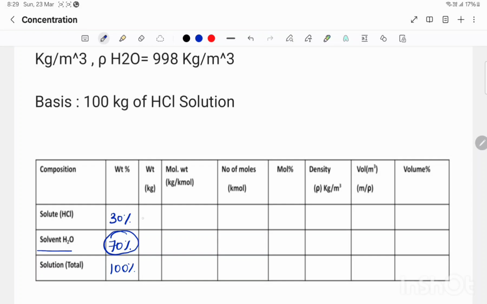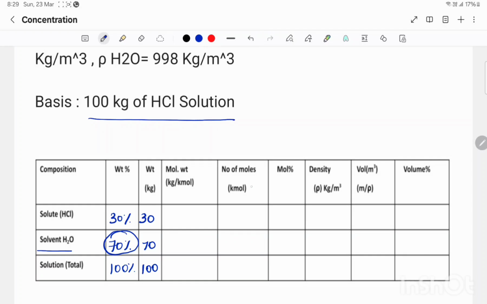Next, we can write down weight directly from weight percentage, that is 30 by 100 into 100. Weight of solute is 30, solvent is 70 and solution is 100. With this 100 only we are going to do all further calculations. So we can write down the basis of the problem as 100 kg of HCl solution.